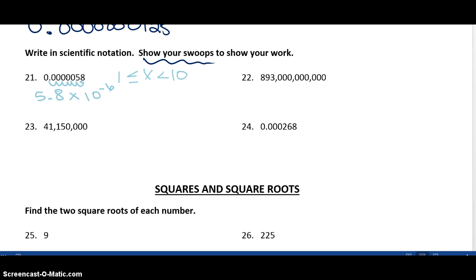For 22, I want my decimal between the 8 and the 9, so it should be 8.93 times 10 to some power. My decimal right now is at the end, so I'm going to count how many times I have to swoop it. 1, 2, 3, 4, 5, 6, 7, 8, 9, 10, 11. So it's 8.93 times 10 to the 11th power.